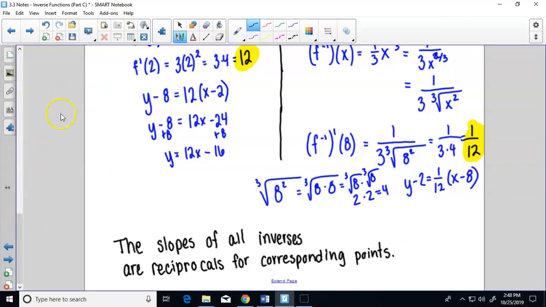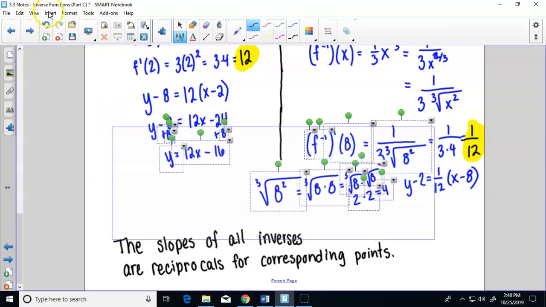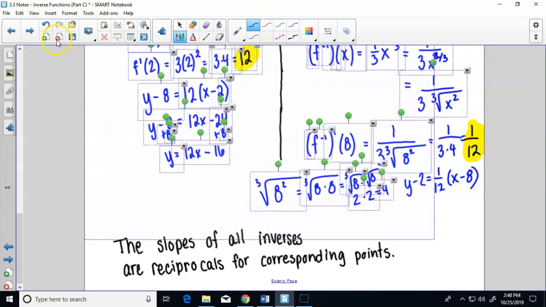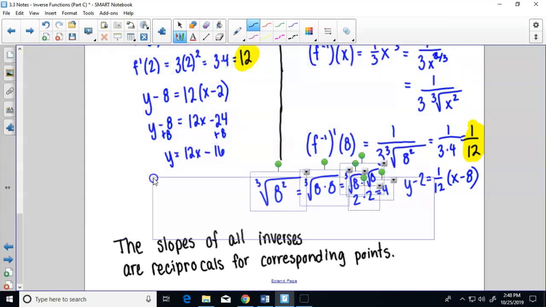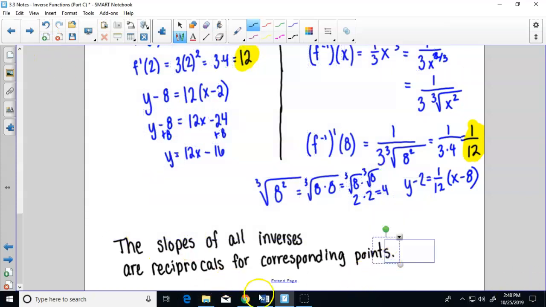Okay, so I want us to look at one kind of graphically here, which I've got to add in. Let me know. Please don't freeze.